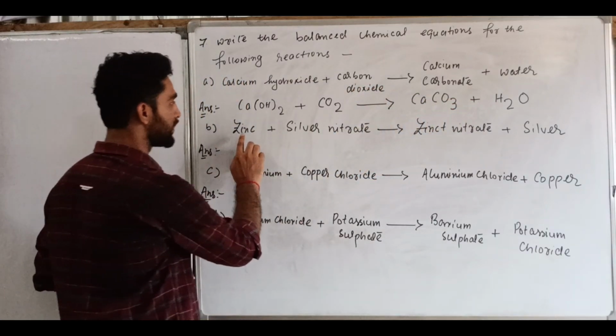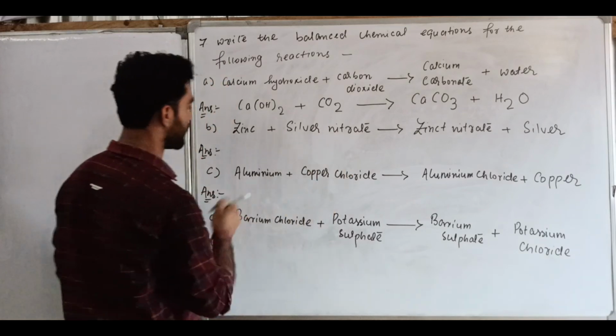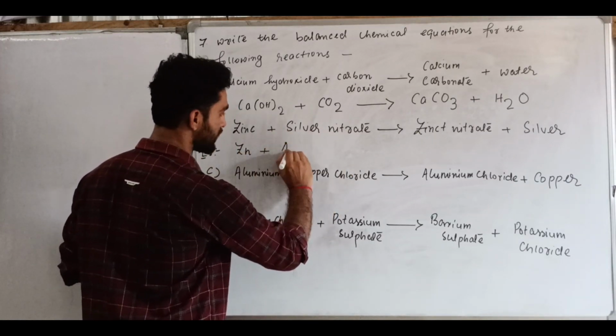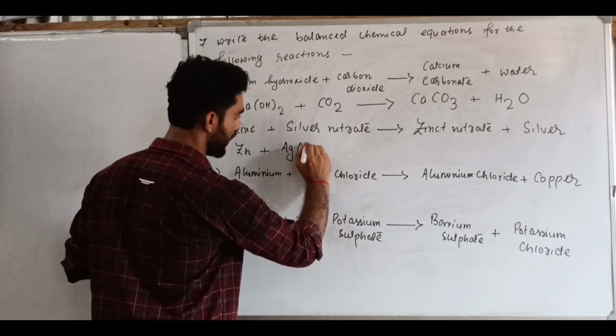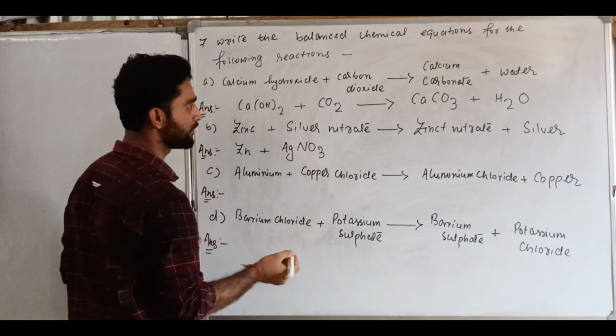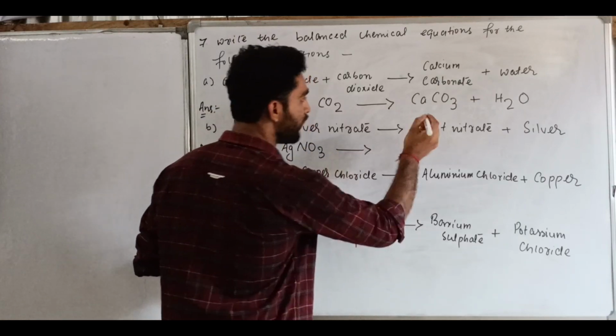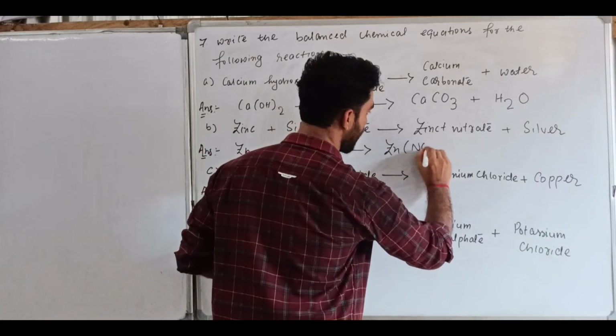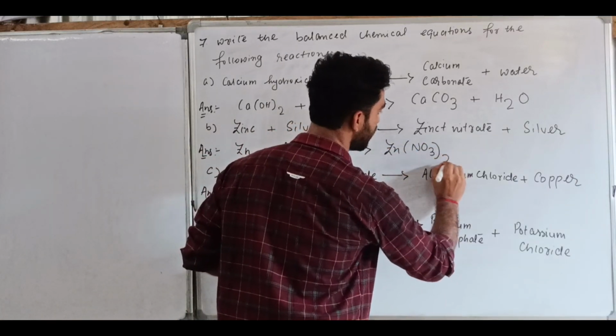Now the next reaction. Zinc reacts with silver nitrate. Silver nitrate formula is AgNO3. It will form zinc nitrate. Zinc nitrate formula is Zn(NO3)2.